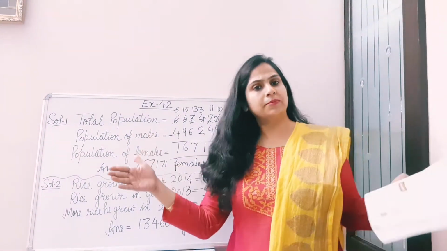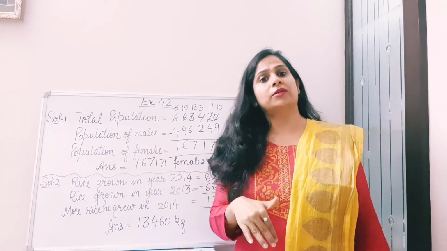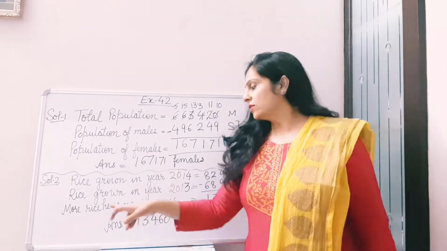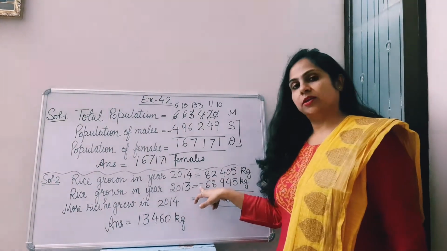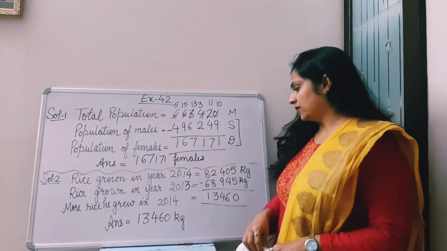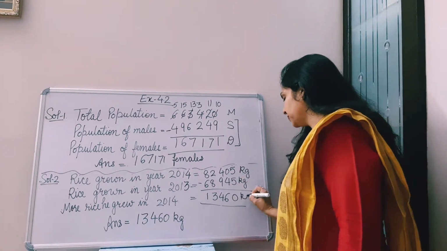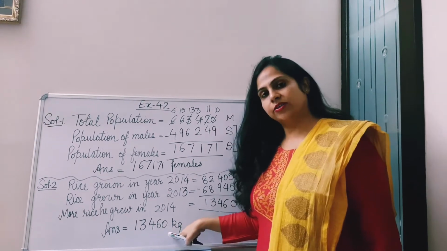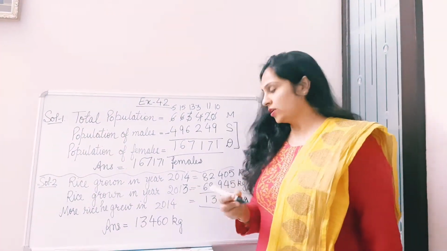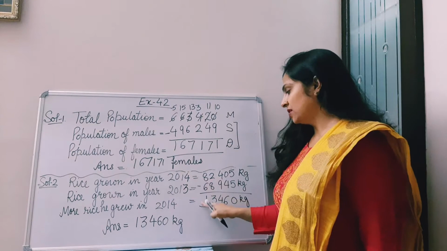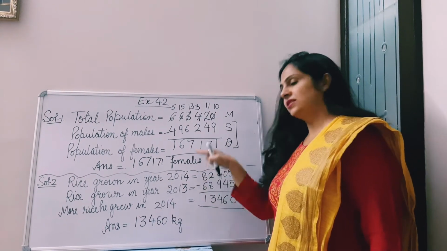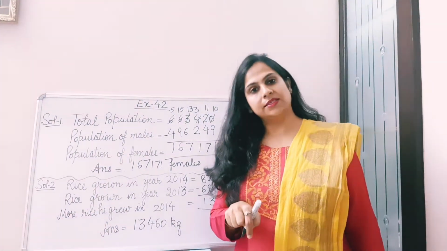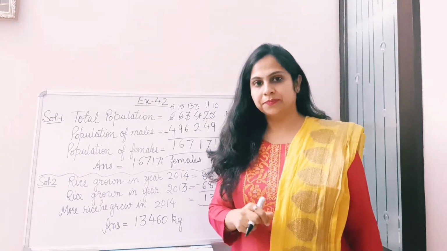क्योंकि 2014 में ज़्यादा था, 13 में कम है, और 14 में कितना ज़्यादा था you have to find. Then you have to do the subtraction. You will get, at the end, the answer. Answer is 13,460 kg. Again you have to check. How will you check? We will add these two numbers and we will get this as the answer. This as the sum. Clear?